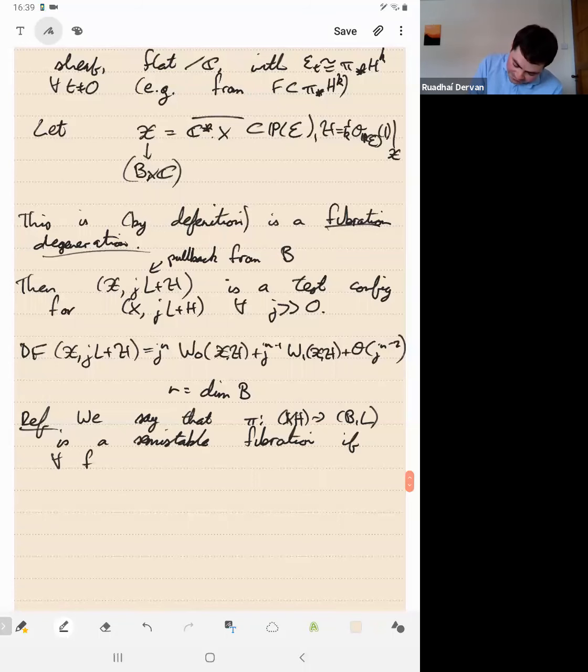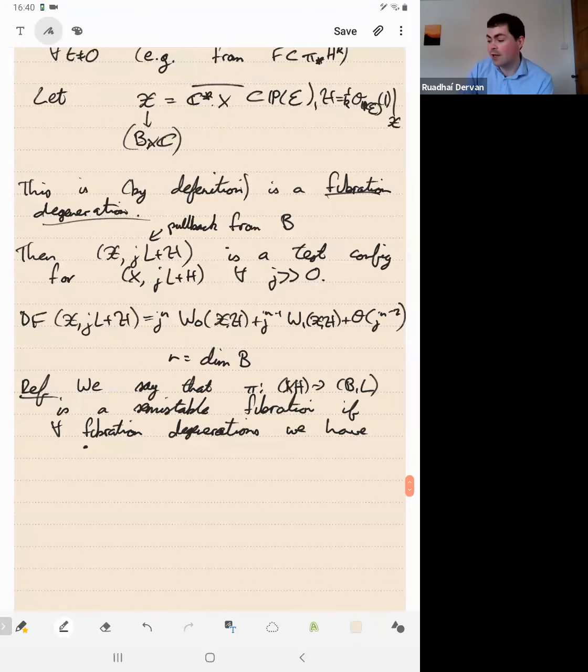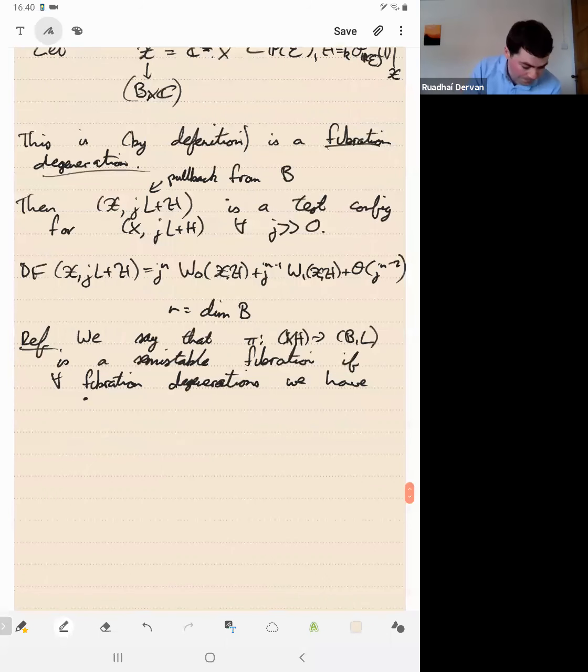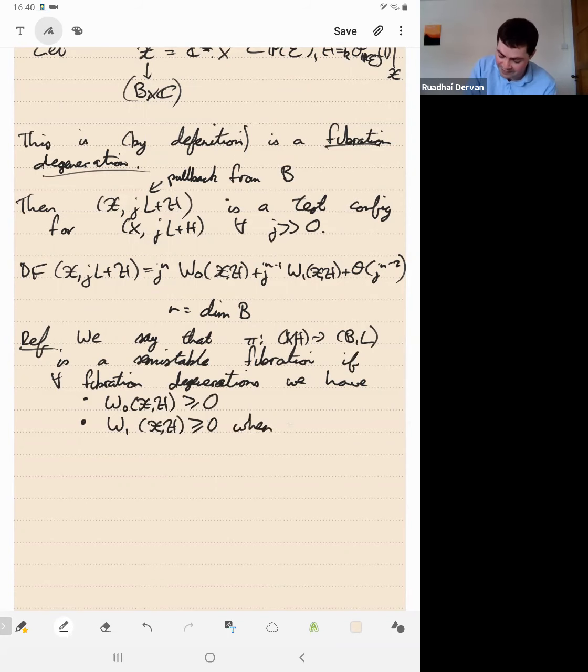If for all fibrations generations, we have, first of all, W0 should always be non-negative. And this is essentially a consequence of the fact that the general fiber is K-polystable. So W0 of XH is non-negative, and W1 of XH, this is really the key condition. This should be non-negative precisely when W0 is 0.